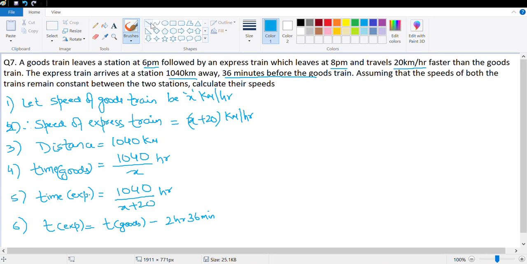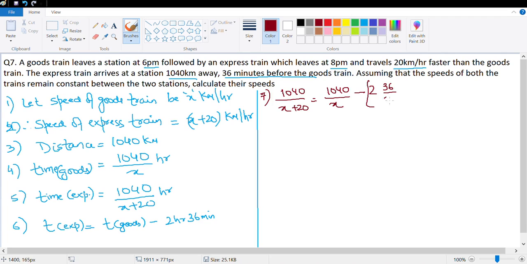Time of express train is less than the goods train by 2 hour 36 minutes. Let's just read the question. Yes, it leaves 2 hours later and it arrives 36 minutes before, which means time of the express train is equal to time of goods train minus 2 hour 36 minutes. That's correct. So let's substitute values. So time of express train is 1040 upon x plus 20 is equal to 1040 upon x minus 2 hour 36 minute would be 2 and 36 upon 60 because we're working on hours.